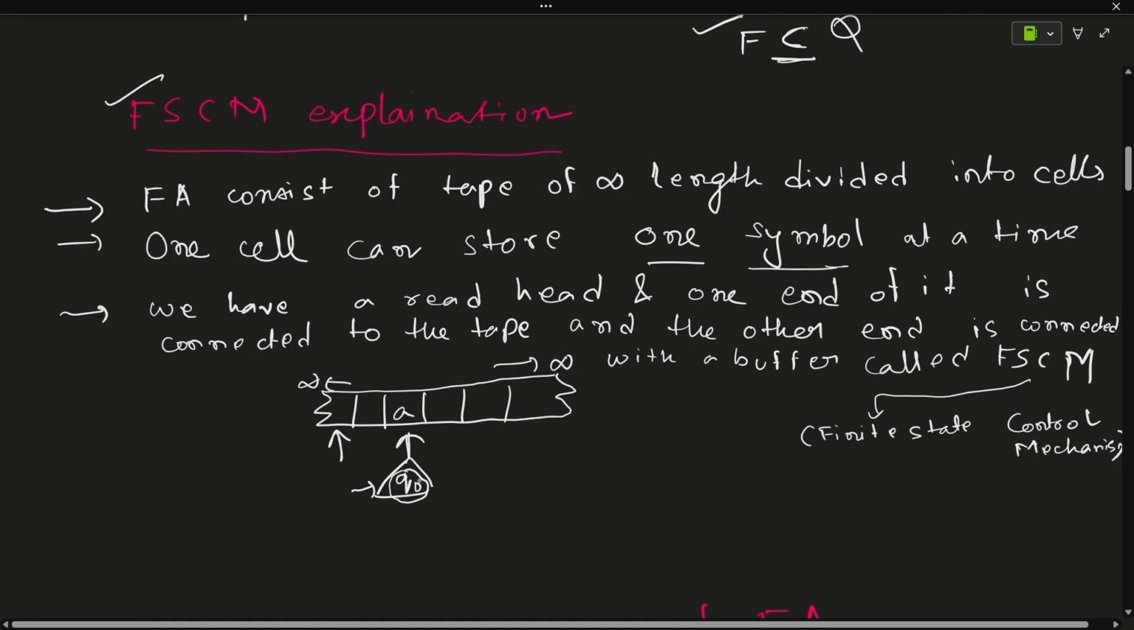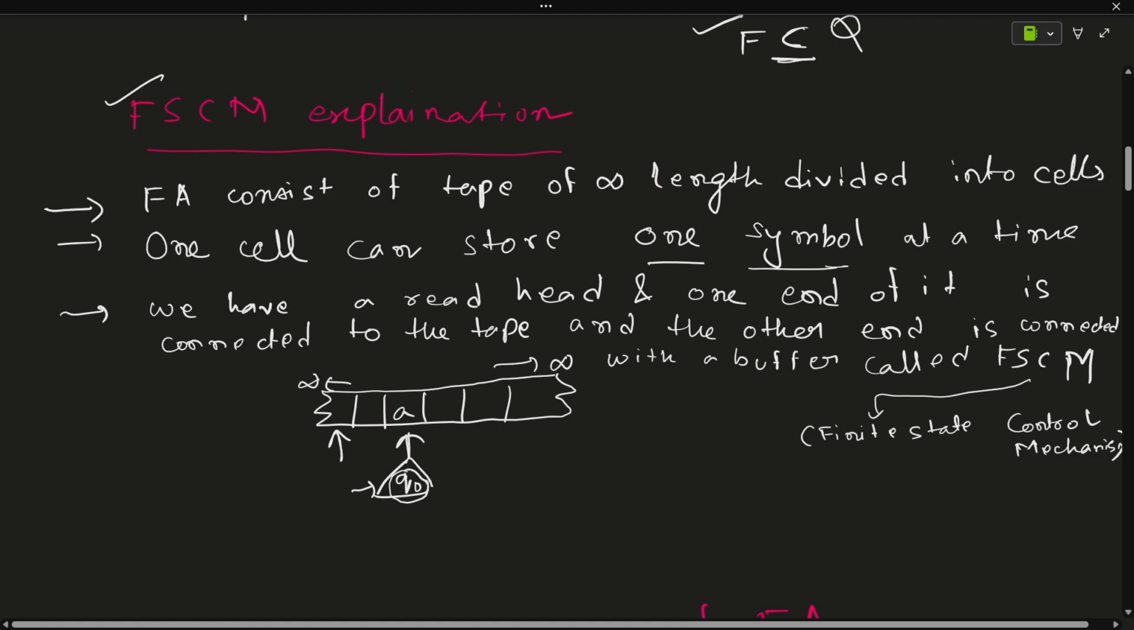This triangular thing is the buffer, and this is connected to the read head, and the read head reads one symbol at a time, one cell from the tape. This read head is connected to the buffer, and the buffer is also known as the finite state control mechanism, and the finite state control mechanism stores the current state of the FA, that is q naught.